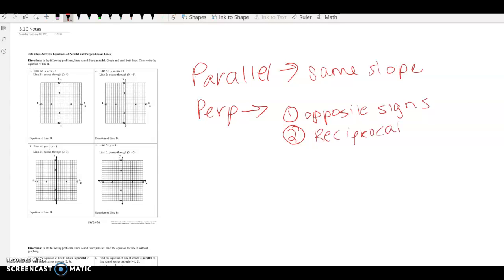Okay, you learned about reciprocals in 6th grade. An example would be if I had 2/3. I'm going to flip that and I get 3/2. That's a reciprocal. The reciprocal of 3 would be 1/3 because I can write 3 as 3/1. So main things to remember today are parallel lines have the same slope, perpendicular lines have opposite reciprocal slopes.